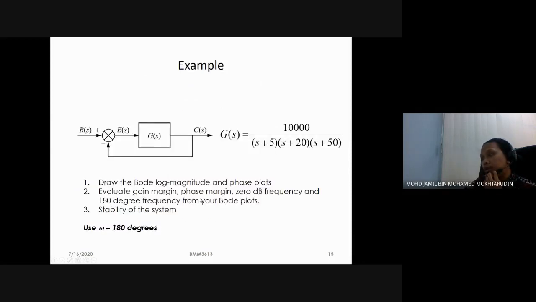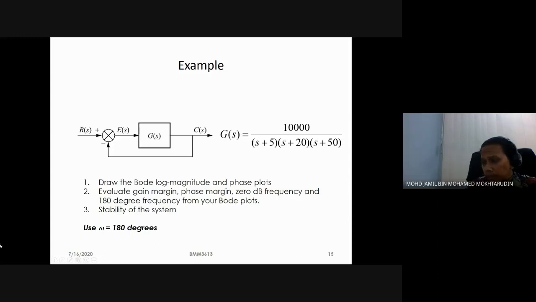All right. So this is an example of how to draw Bode plot. Let's say you are given a unity feedback system, G(s) equals 10,000 divided by (s plus 5)(s plus 20)(s plus 50). The question asks you to draw the Bode plot, magnitude and phase plot, and then evaluate gain margin, phase margin, 0 decibel frequency and 180 degree frequency from your Bode plot and determine the stability of the system.